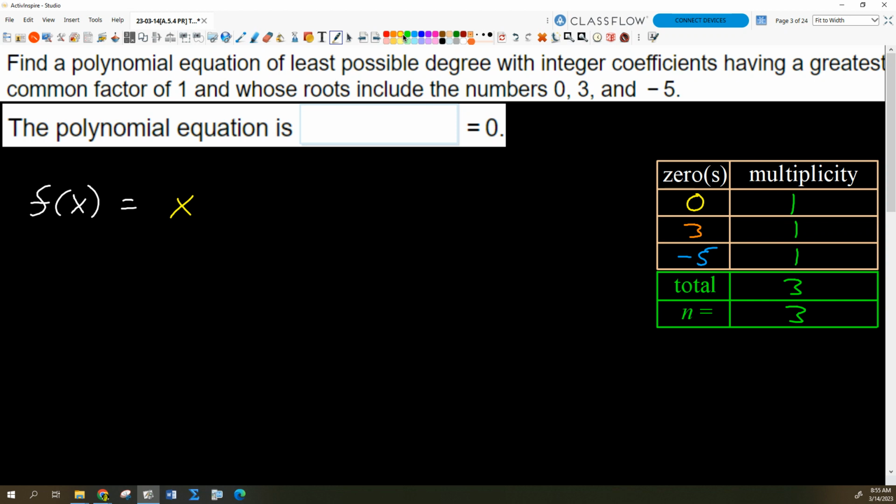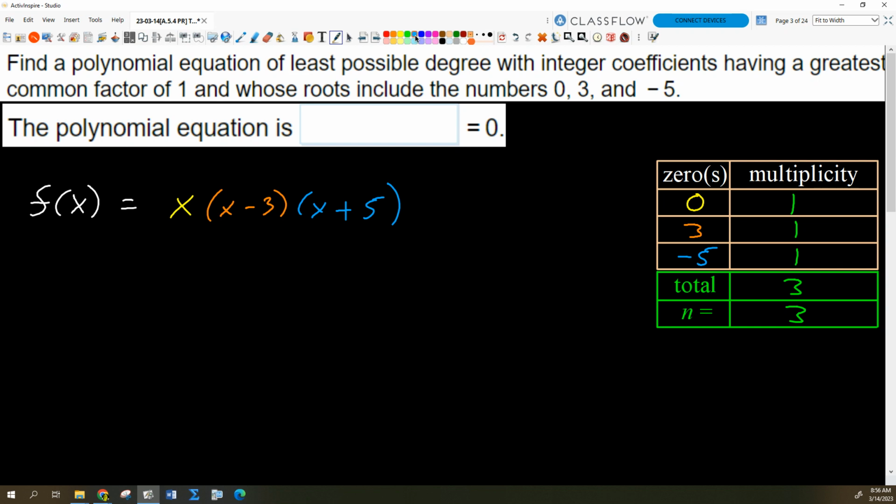Doesn't that make sense? Because if we were using the zero product property, we would ask ourselves, what's the value of x that makes x equal 0? Well, 0 does, right? Now, what about the orange one? 3. Well, that's going to be the factor x minus 3. What about negative 5? What's the factor associated with negative 5? X minus negative 5, which is x plus 5. Exactly. X minus negative makes that a plus 5.